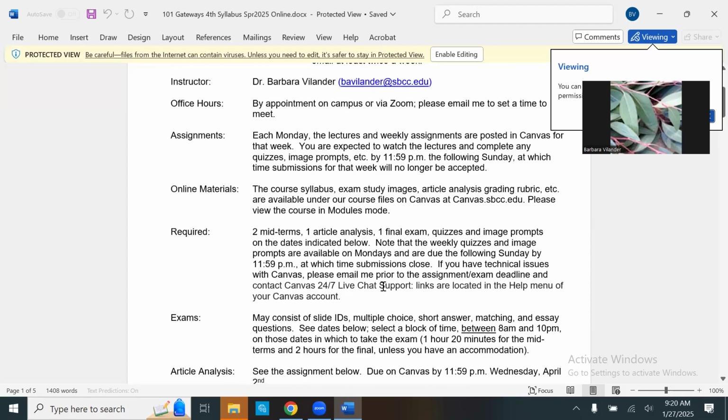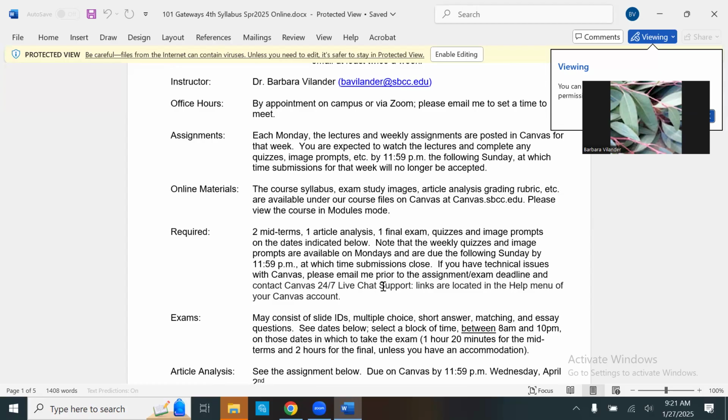So the requirements are 2 midterms, an article analysis, a final exam, quizzes, and image prompts on the dates indicated below, okay? So the first midterm is only worth 100 points. That's so you can sort of get your feet wet. And then you have another midterm, and then you have a final. The final is not cumulative, meaning it's basically a third midterm.